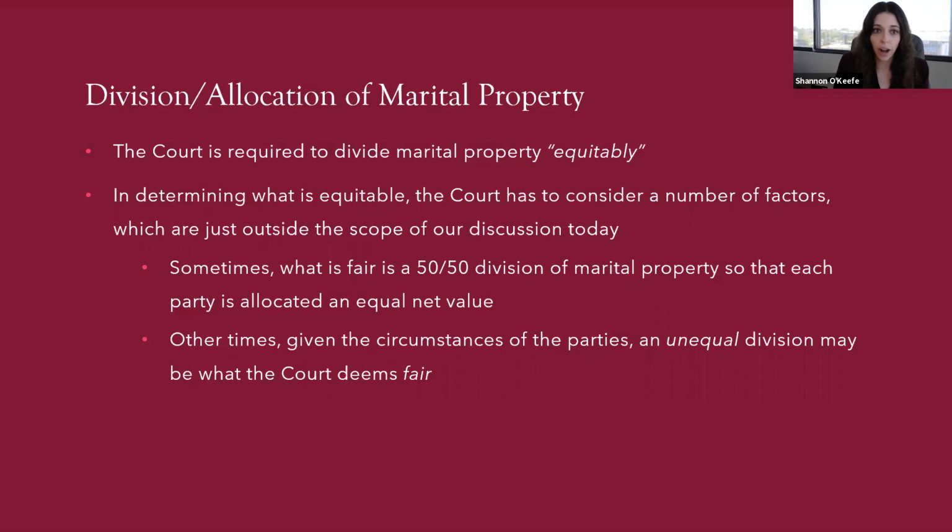So with regard to the division or allocation of marital property, the court is required to divide it or allocate it equitably. In determining what's equitable, the court has to consider a number of factors that are outlined by statute. It's just a little bit outside the scope of our discussion today, but generally what is fair may be a 50-50 division of marital property so that each spouse is allocated an equal net value. Other times, given the circumstances of the parties, especially if there are exigent circumstances, like one spouse has medical conditions and can't work, can't support themselves. There's a number of other exigent circumstances that the court could consider. But given the circumstances of the parties, it may be fair to have an unequal, so not a 50-50 division of marital property. It's going to depend on the facts of your specific case.